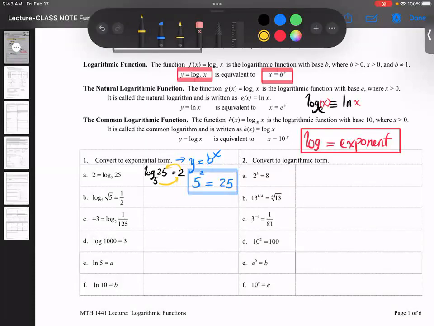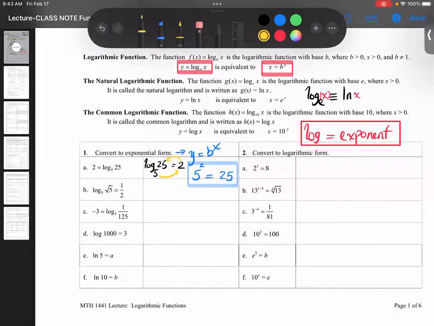Did you get 5 squared equals 25? Same thing right here. I do the tornado arrow. 5 to the 1/2 equals root 5. Is this true? Is 5 to the 1/2 the same thing as root 5? Yes. That's another way of learning it.